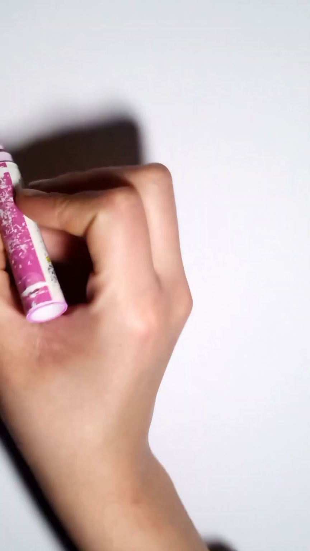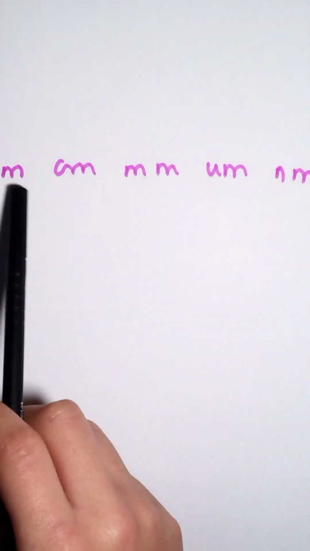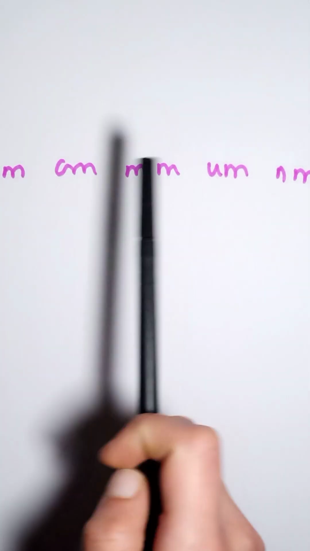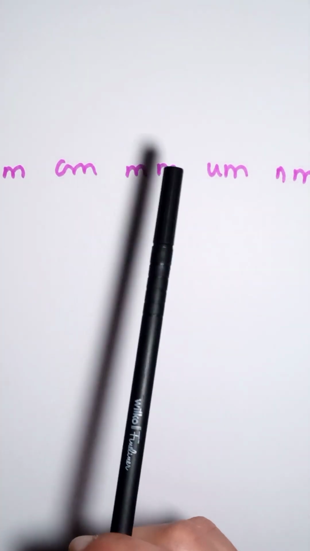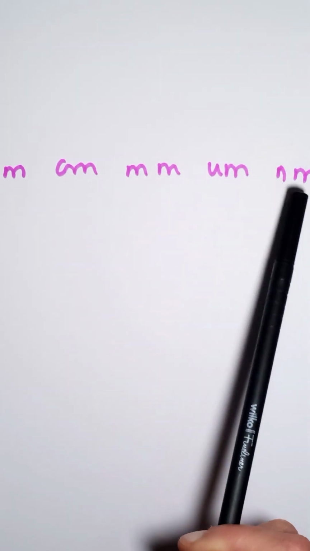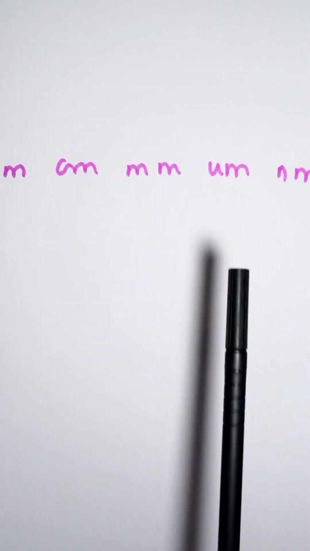I have written these from the largest to the smallest as it goes down. This is meters, centimeters, millimeters, micrometers, and nanometers. Basically, this is the technique that I learned when I was doing my A levels. You just need to memorize these 5 main units, and this is the technique that I'm going to show you guys.